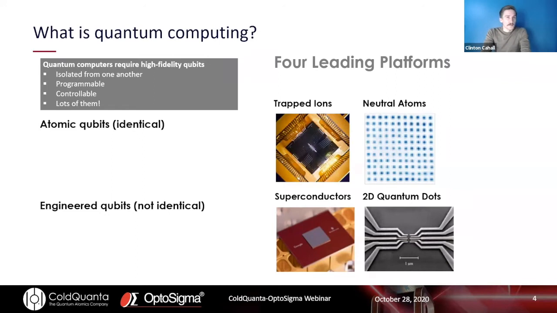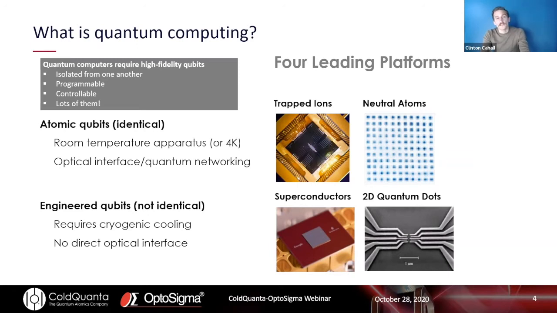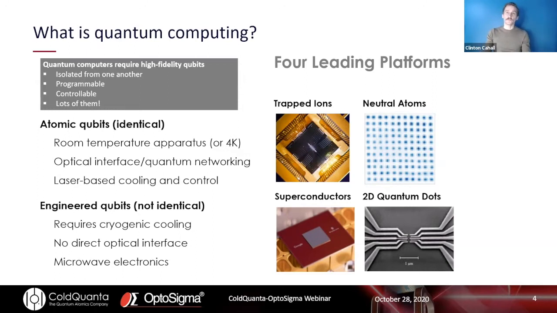If we focus on some of the characteristics of the atomic qubits, we're going to see that we're led into wanting to work with these because they have quite good properties. Typically, they operate at room temperature or modest cryogenic temperatures, as opposed to the hundreds of millikelvin that are required for solid state qubits. The atomic qubits lend themselves very easily to optical interfacing for quantum networking, and we can take advantage of standard laser-based cooling and control techniques.